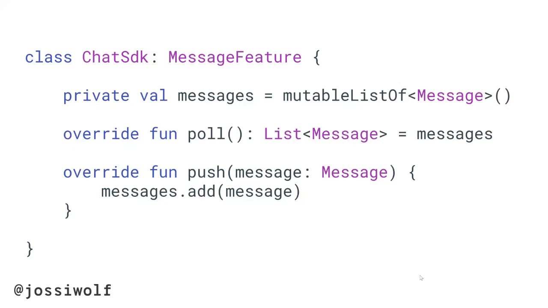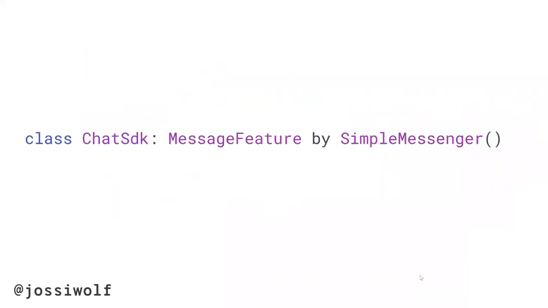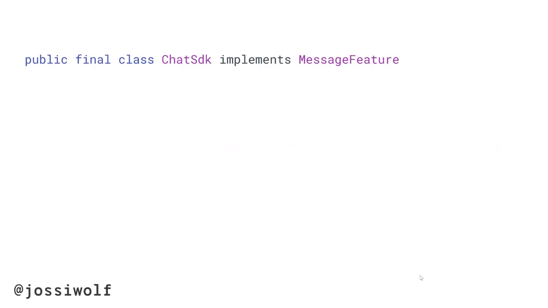So say you were to extract all this code that we just added for the implementation into another class. Say there was another class called Simple Messenger, and it implements the message feature. Now we're able to use that class with something called class delegation, or inheritance by delegation, in Kotlin. So basically what we can say is we want to implement the interface message feature by the instance of Simple Messenger.